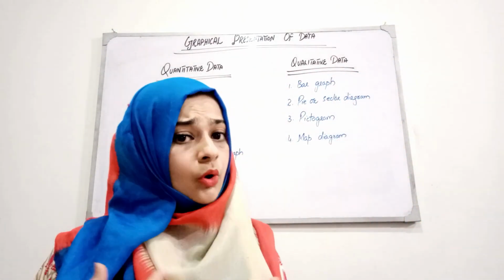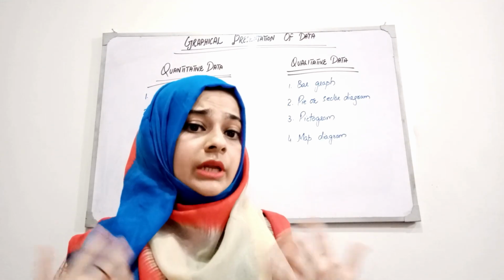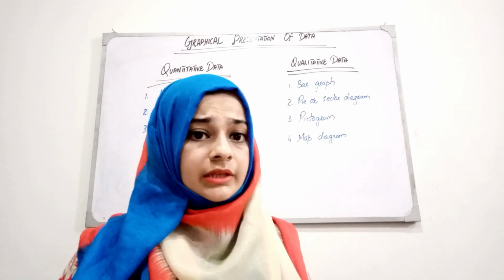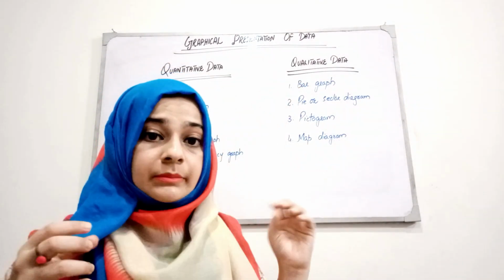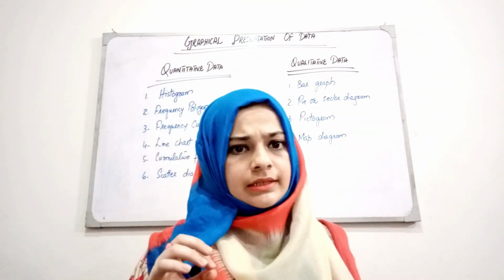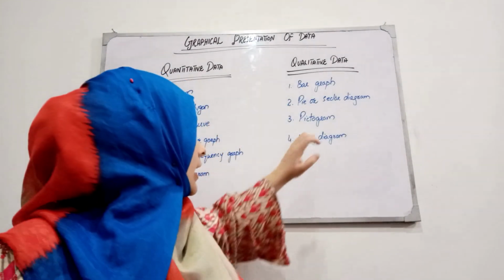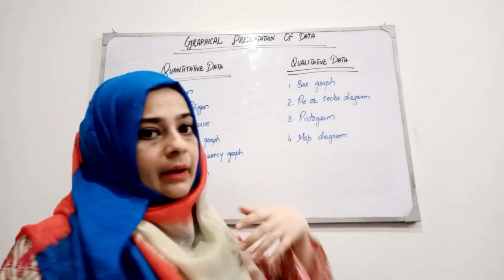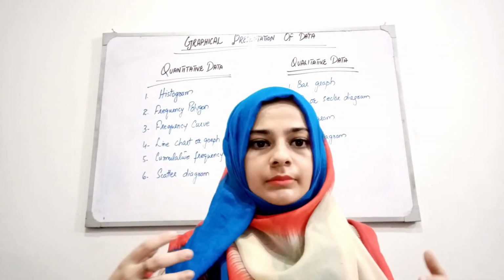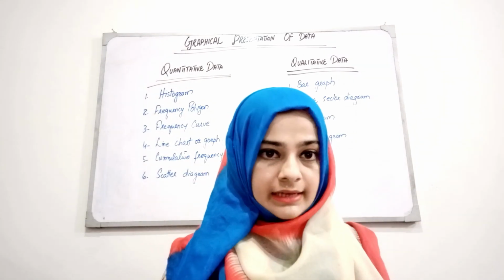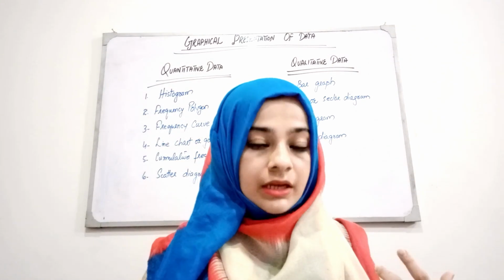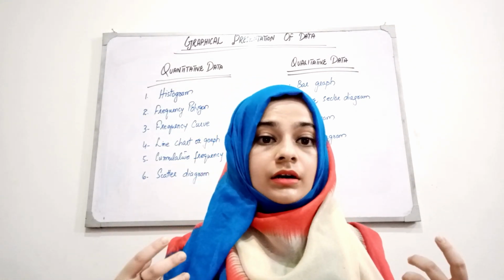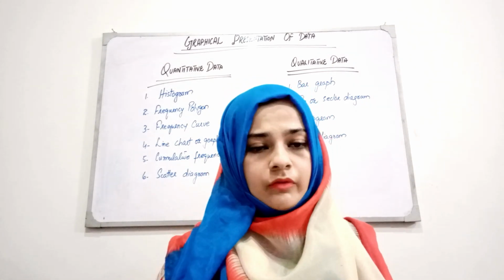When we talk about how to represent qualitative data by graphical presentation, we make pie charts and bar graphs, which are similar to the histogram, but there is a slight difference. Then there are the pictogram and map diagram. Map diagrams and pictograms are not so common in the medical sciences. They are used in statistical mapping for analyzing weather conditions such as global warming.